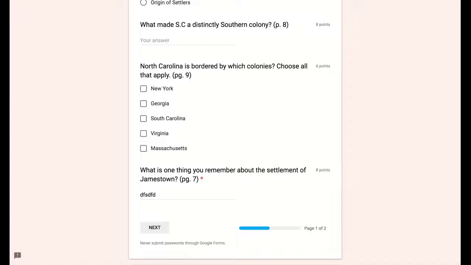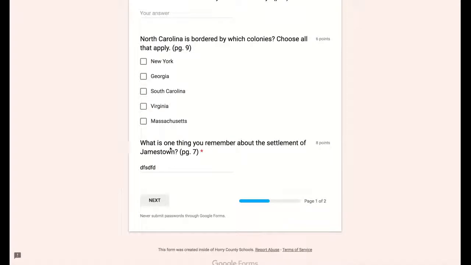North Carolina is bordered by which colonies? Choose all that apply. You can find this answer on page 9. New York, Georgia, South Carolina, Virginia, or Massachusetts? What is one thing you remember about the settlement of Jamestown? You can find this answer on page 7.